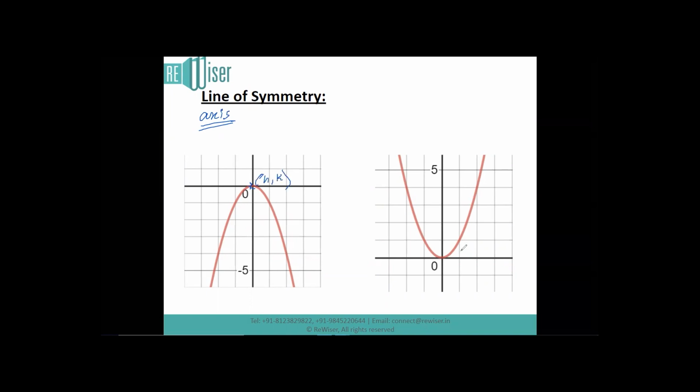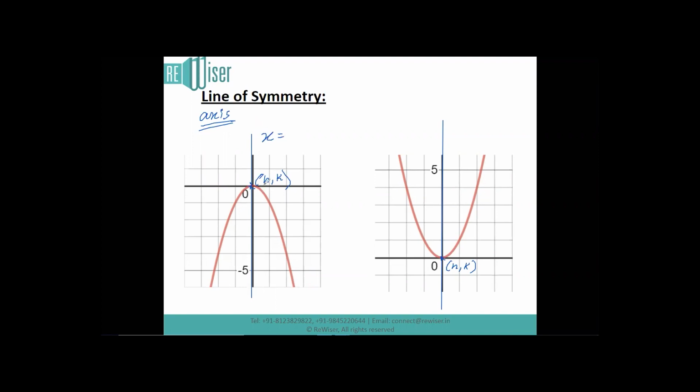Again, if I talk about this graph, this is the vertex of your graph, which is (h, k). In this case, the axis of symmetry or line of symmetry is a line which splits the graph into exactly two halves, and that always passes through the vertex of your parabola. The line of symmetry of a parabola is a vertical line which passes through your vertex. That is the reason the equation of a vertical line is x equals some constant.